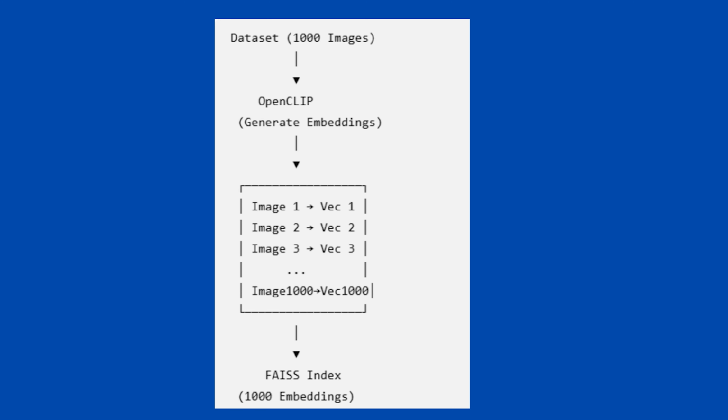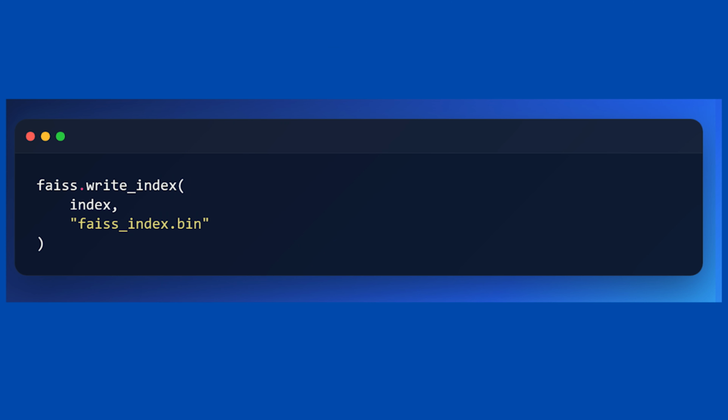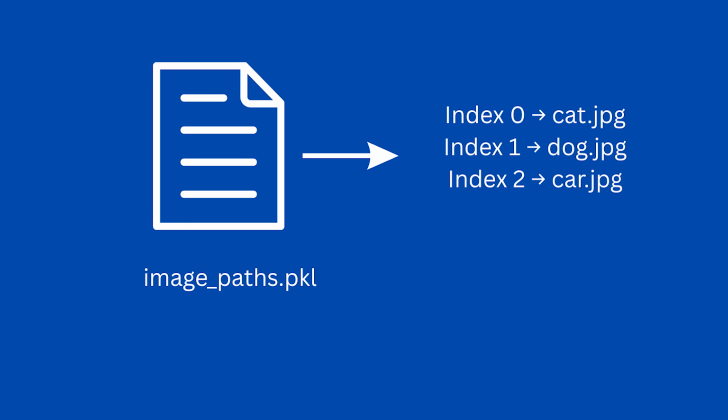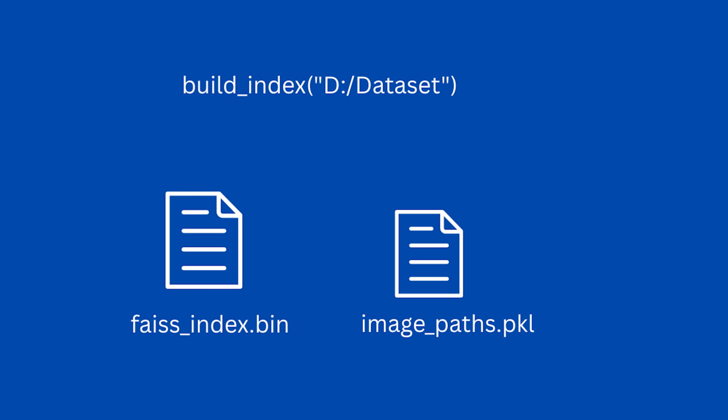Next, we add the embeddings. And finally, we save the index. This creates the file called FAISS_index.bin, which contains all the image embeddings. We also save the image path. This creates image_paths.pkl, which stores mappings like this. So after running build index function, we will get two important files, FAISS_index.bin and image_paths.pkl. At this point, our image database is ready.